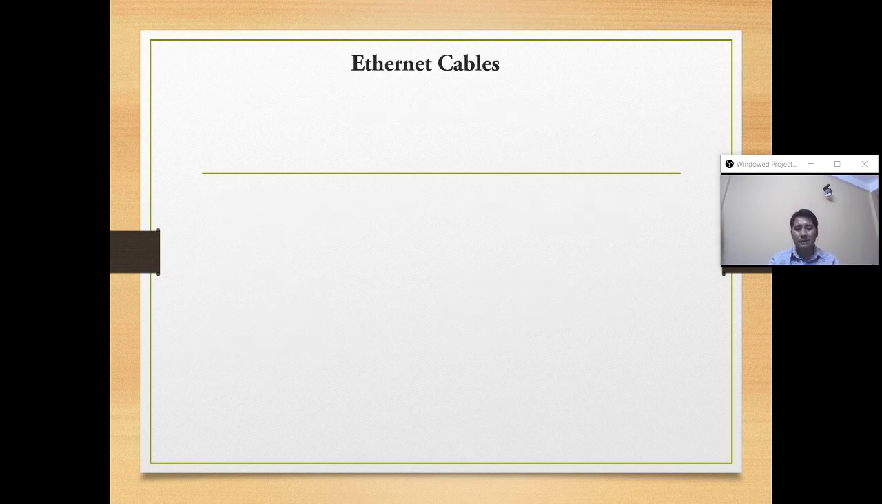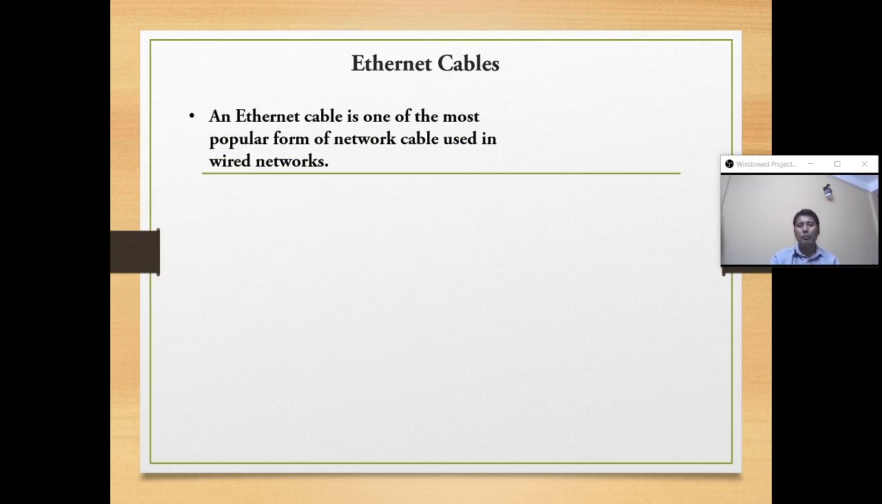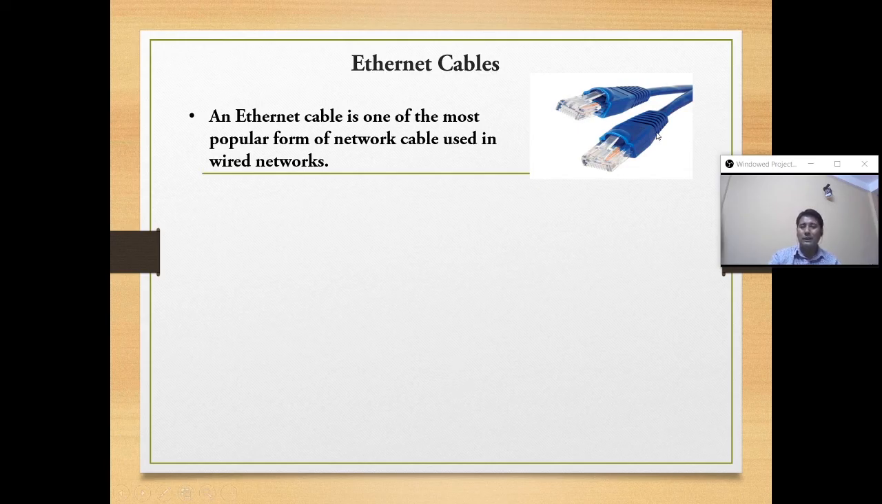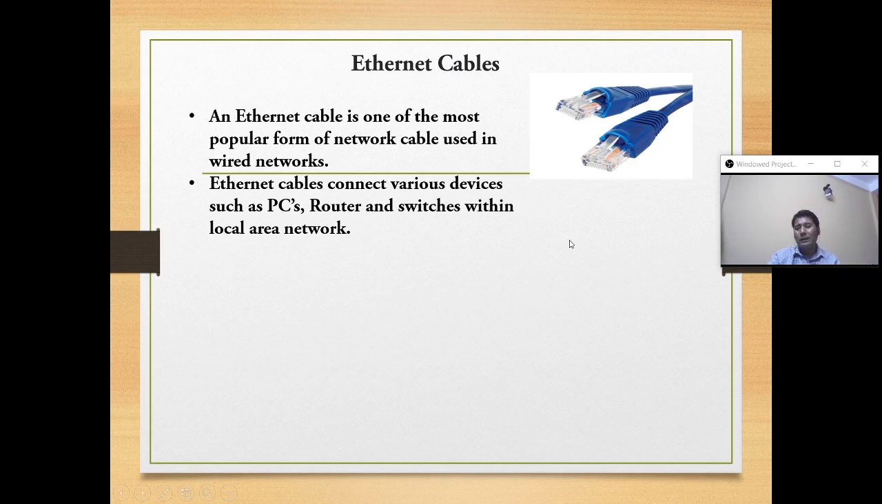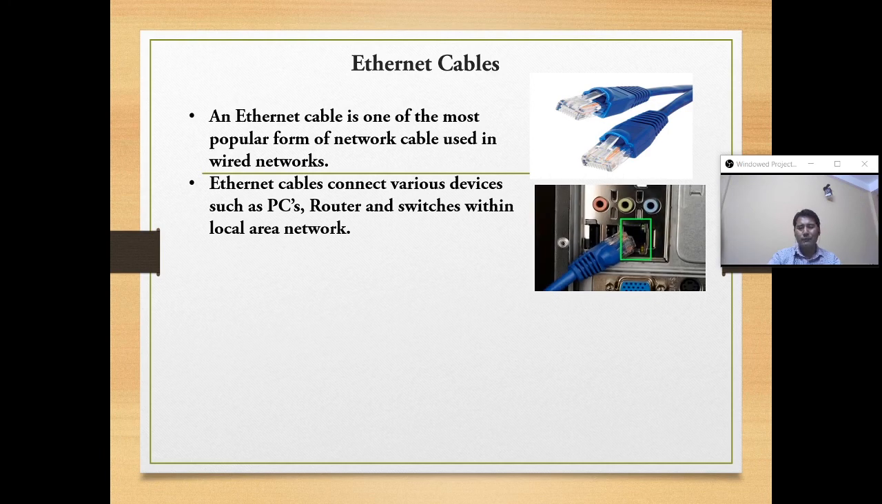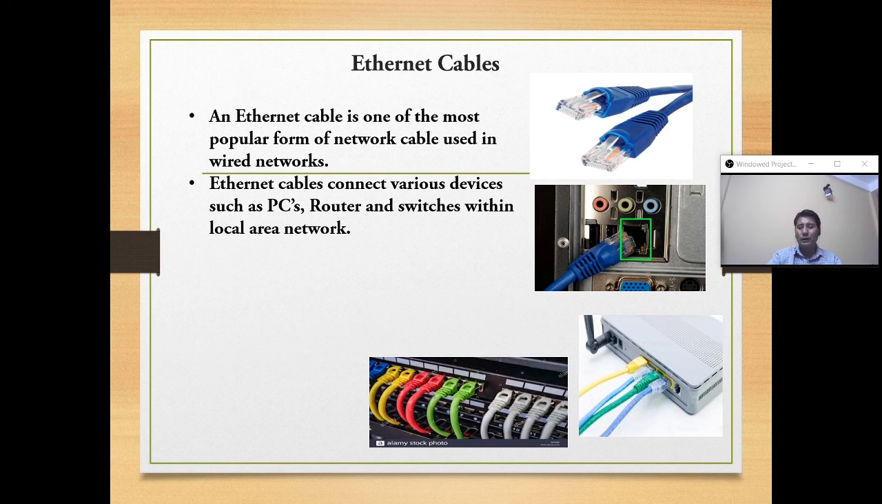Now first let us start with the Ethernet cable. The Ethernet cable is one of the most popular forms of network cable used in the wired network, and it is especially used in the LAN network. You can see in the figure, this is the figure of an Ethernet cable. It is used to connect with various devices such as the PC. It can also be connected with the router and with the switches within the local area network.